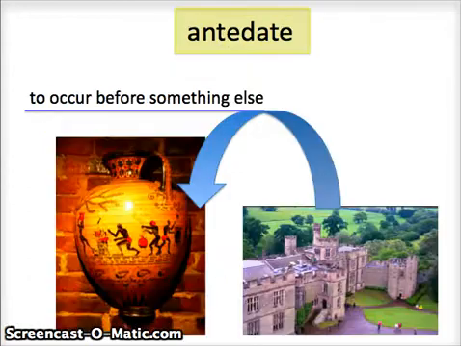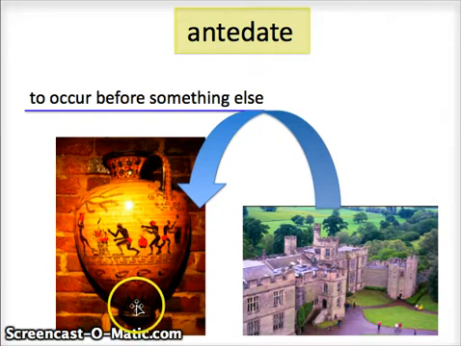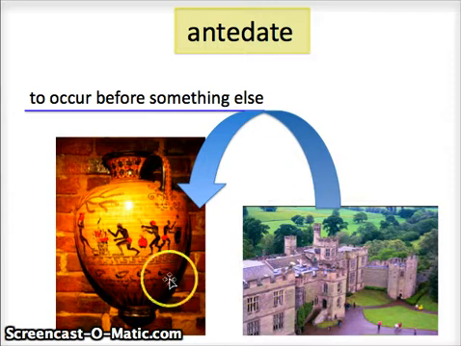Our next word, antedate: to occur before something else. It is a verb. Doesn't have any other roots in it, but it should be pretty easy to remember, right? Before the date, antedate, to occur before something else. Our sentence: the Revolutionary War antedates the Civil War. You'll see we have a castle here, right? And then we have some much older pottery, so this antedates this. It came before.